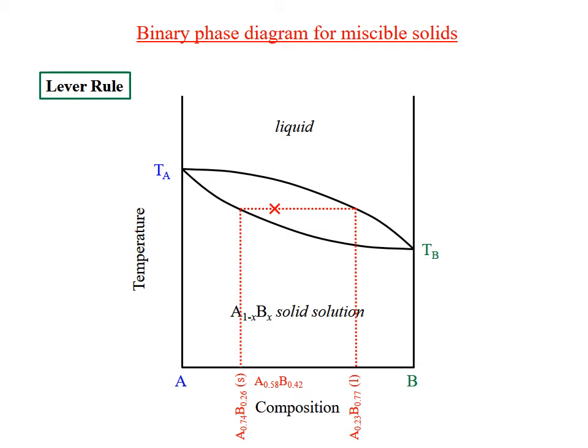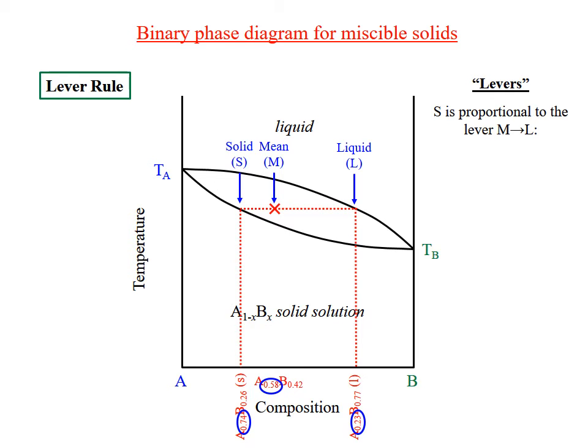So at this temperature, a mean composition of 0.5A will give us a solid of composition 0.74A and a liquid of composition 0.23A. Now the next thing we want to know is how much of the system will be a solid and how much of it will be a liquid. To figure that out, we use what we call the lever rule.